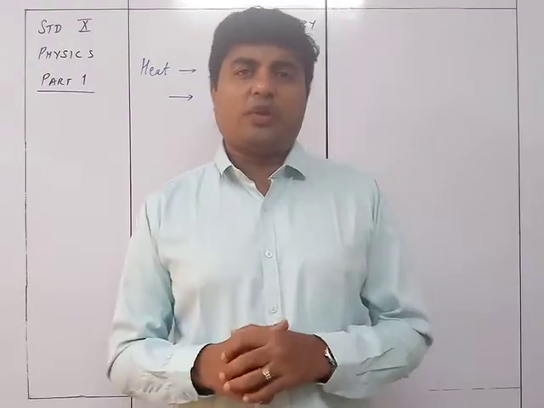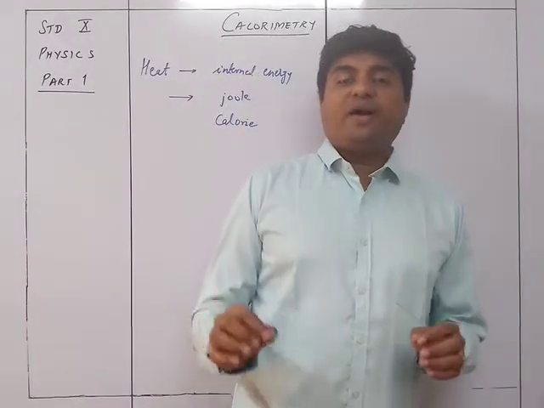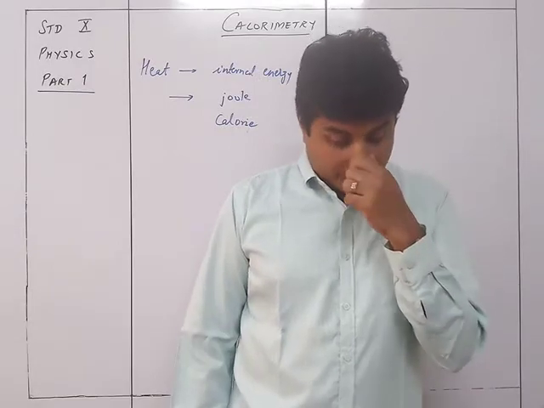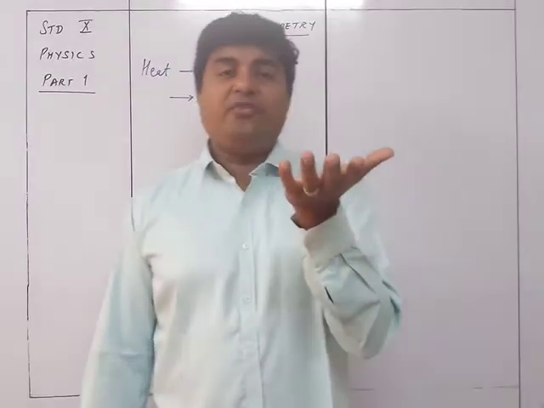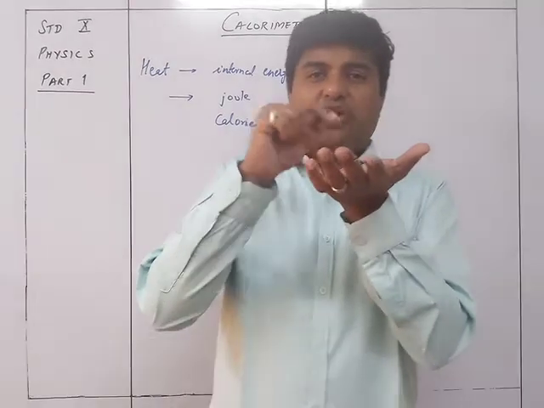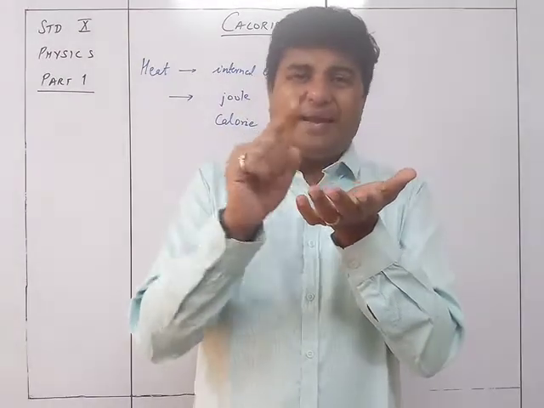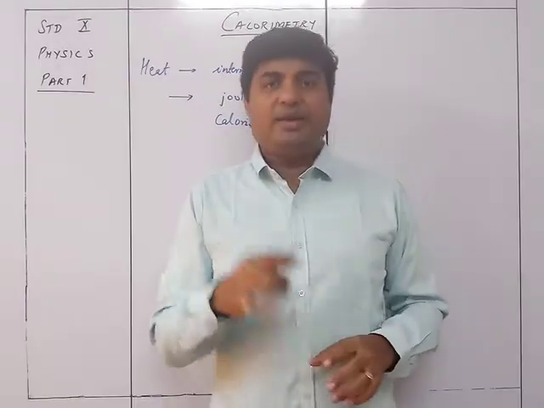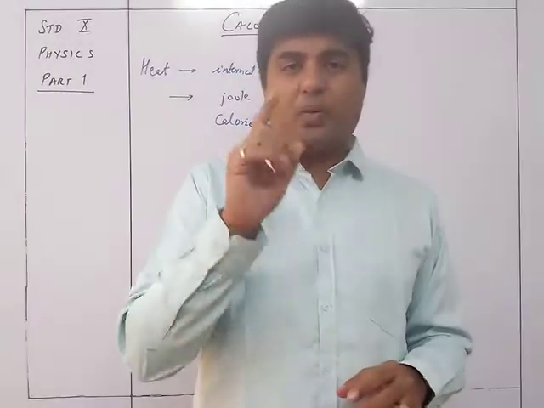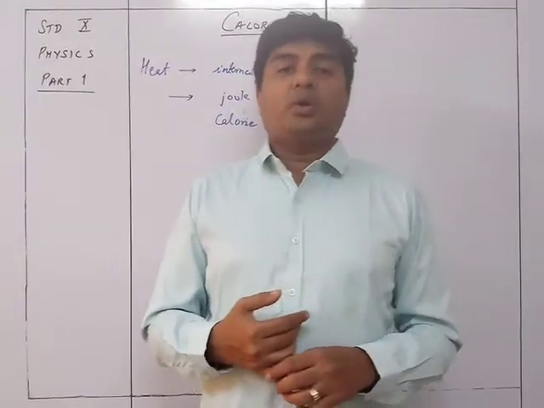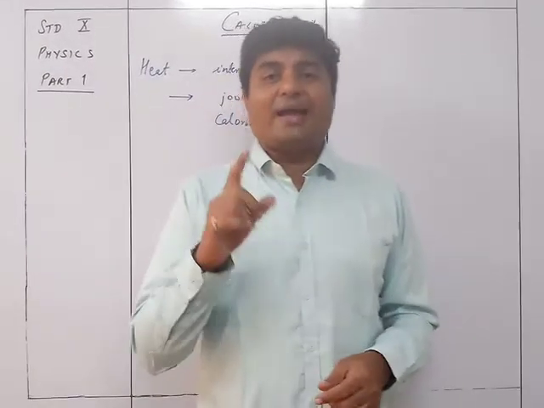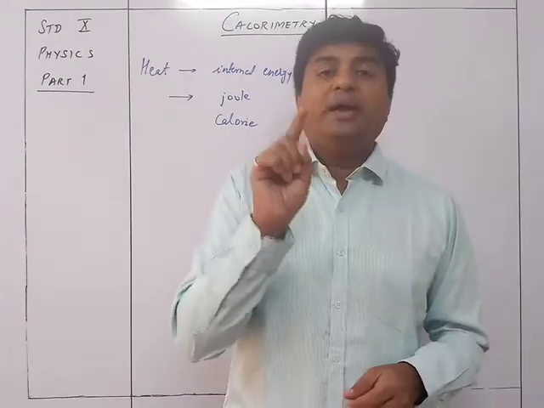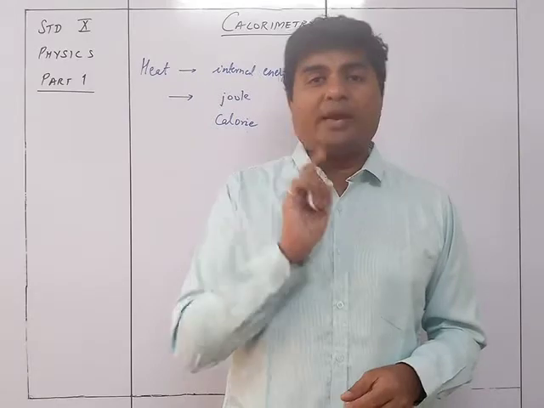So initially, what is 1 calorie? If I have 1 gram of water, and I increase the temperature of that 1 gram of water by 1 degree Celsius, then the amount of heat energy required to do so is equal to 1 calorie. So we can define 1 calorie as the amount of heat energy required to heat 1 gram of water by 1 degree Celsius.